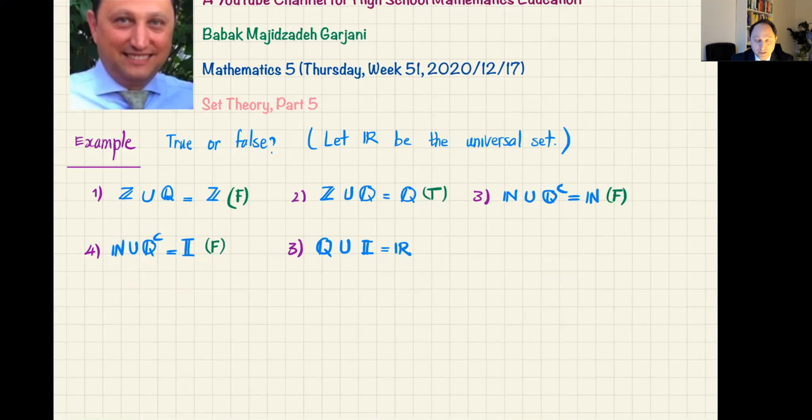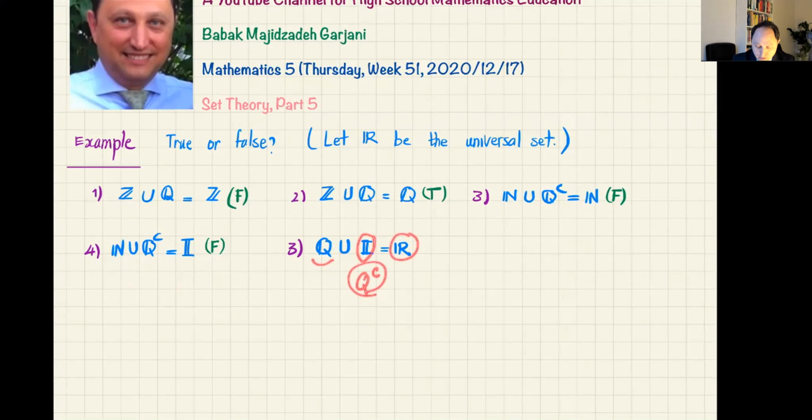Are you sure about this one now? It's true. I'm thinking. Maybe not. Yeah, it is true here, because I told you that let us have this R be the universal set. So I is just Q complement, and then if I union a set with its complement, it becomes the universal set. So this is also true.